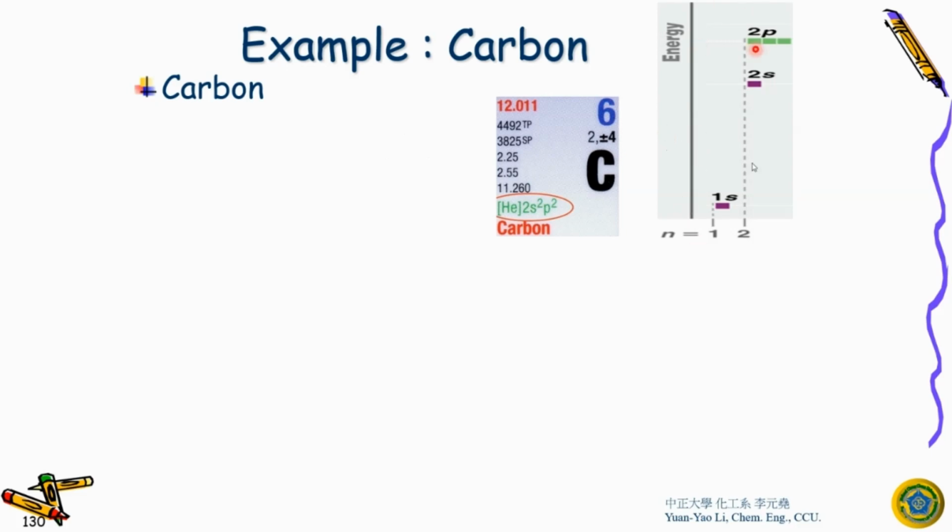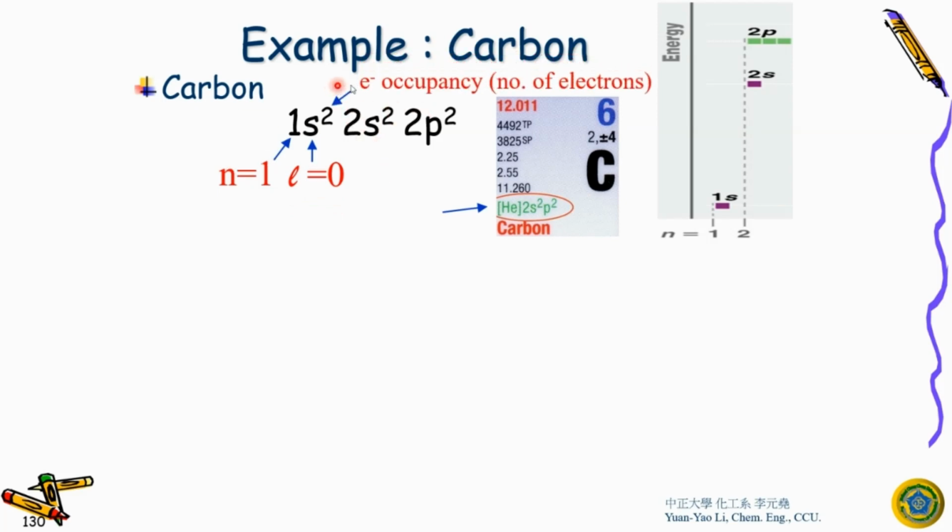Instead of using this energy level diagram, we have another way to explain this. Let's make another example using carbon. Carbon has 6 electrons. And then this is 1s2, 2s2, 2p2, right? So the 1 in 1s represents the principal quantum number. S represents the L, right? L equals 0. And this superscript is the electron occupancy, the number of electrons.